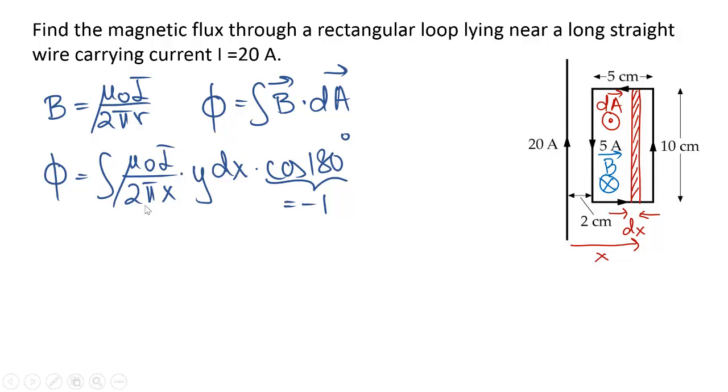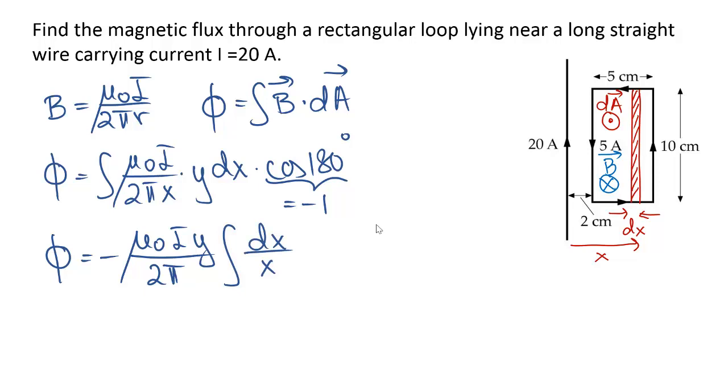Now, if you look at this integral, μ0 is a constant, current is a constant, 2 pi is a constant, and y, the height of this area, is 10 centimeters and is a constant. So everything goes out of the integral, minus μ0I y divided by 2 pi, and what we have left under the integral is dx over x.